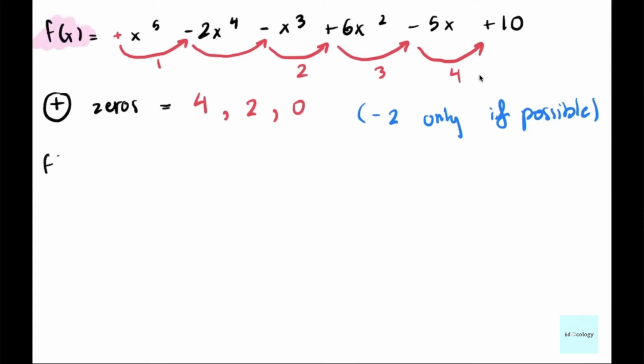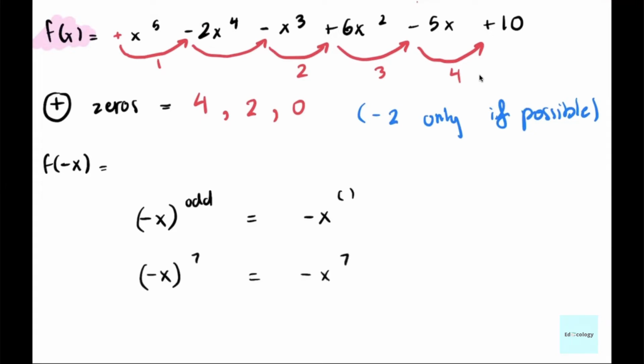You find f of negative x. But let me explain something before I write what f of negative x is equal to. Whenever you have negative x to the power of an odd number, it would be negative x to the power of whatever that was. So let's say negative x to the power of 7 will be negative x to the power of 7. But if you have negative x to the power of 2, it will be x to the power of 2. If you have negative x to the power of 4, it will be x to the power of 4.